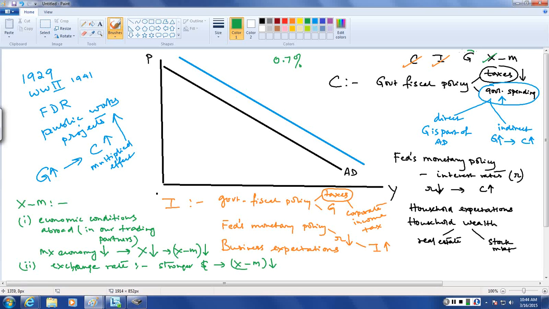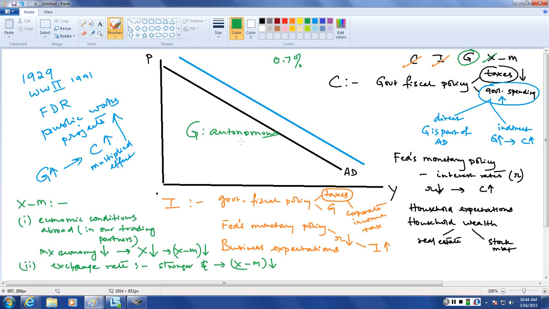And I said I would leave government spending to the end, right? So let's talk about government spending. And I left that for the end because government spending is something that government decides. It isn't influenced by other factors. G, in other words, is autonomous. It is determined deliberately by the government as part of its fiscal policy.